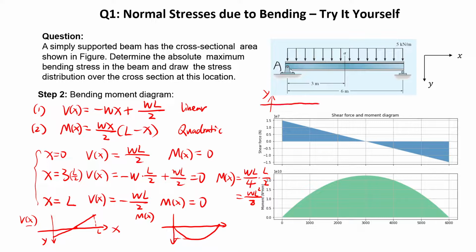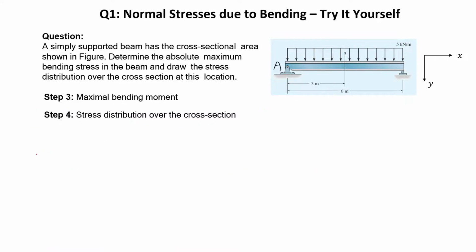Now from this diagram, you will find the maximum must be in the center of the beam. So just use that value Mx, this term, to calculate the maximum bending stress. So now step 3, the maximum bending moment is found as M at the center part, which gives us WL squared over 8.